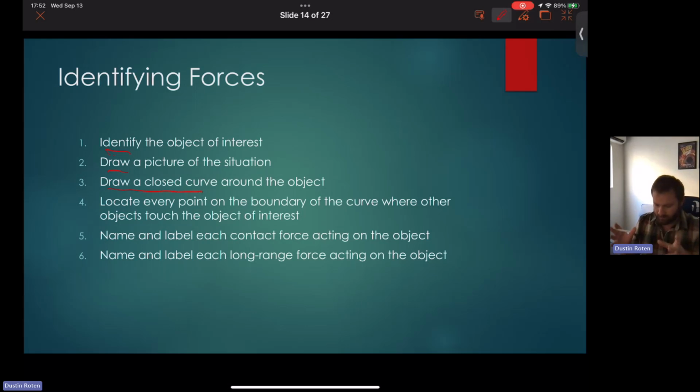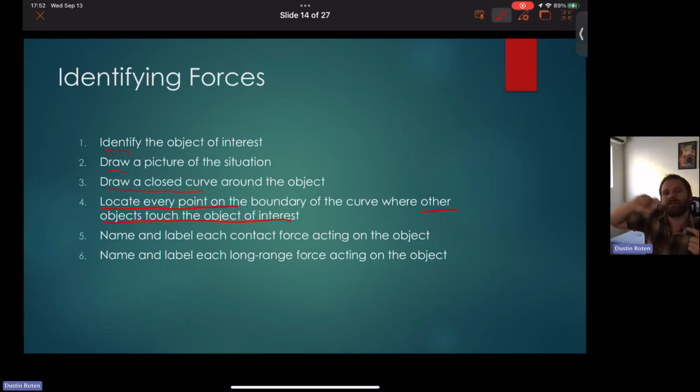Now, once we have that circle around the object, that's how we can identify where the forces are coming from. So we'll travel around the edge of the circle, and then we just note where other objects touch the object of interest. Okay. So we just locate every point on the boundary where other objects touch the object of interest. Don't worry, we're going to do like 2 or 3 examples of this. Just get these steps down in abbreviated form, and we'll go through them multiple times.